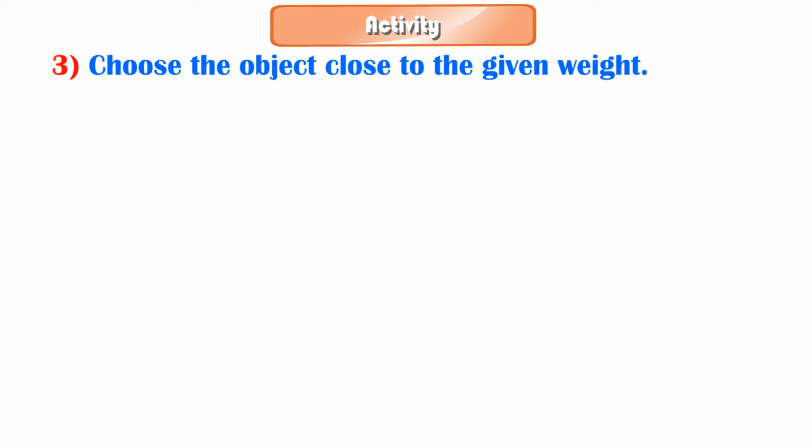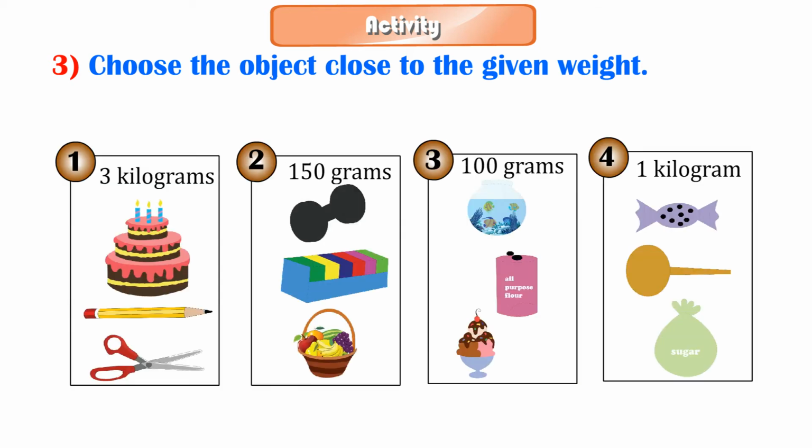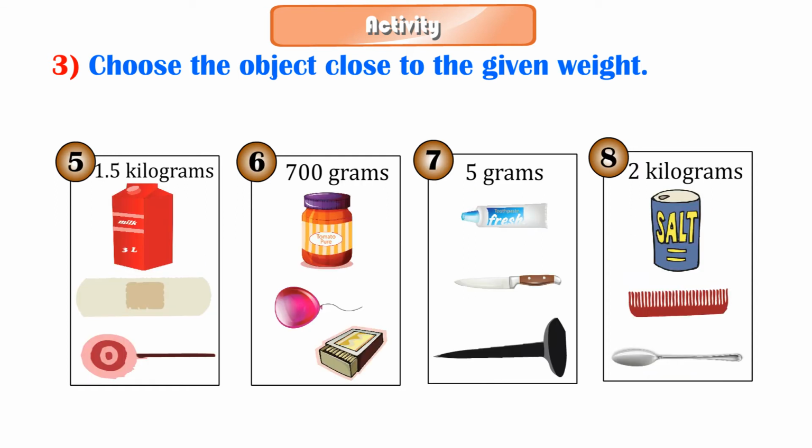Three. Choose the object close to the given weight. 1. 3 kilograms. 2. 150 grams. 3. 100 grams. 4. 1 kilogram. 5. 1.5 kilograms. 6. 700 grams. 7. 5 grams. 8. 2 kilograms.